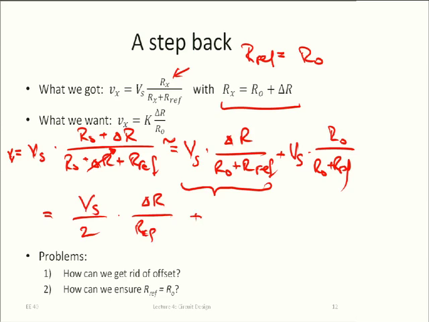plus Vs over 2. Okay? So now what is this? This is really what we want, right? The proportionality factor K in this particular case actually happens to be how much? Yeah, exactly, Vs over 2, right? But then there is another term here, Vs over 2. And what are we going to do about that? First of all, what is that term and what does it mean for our application?